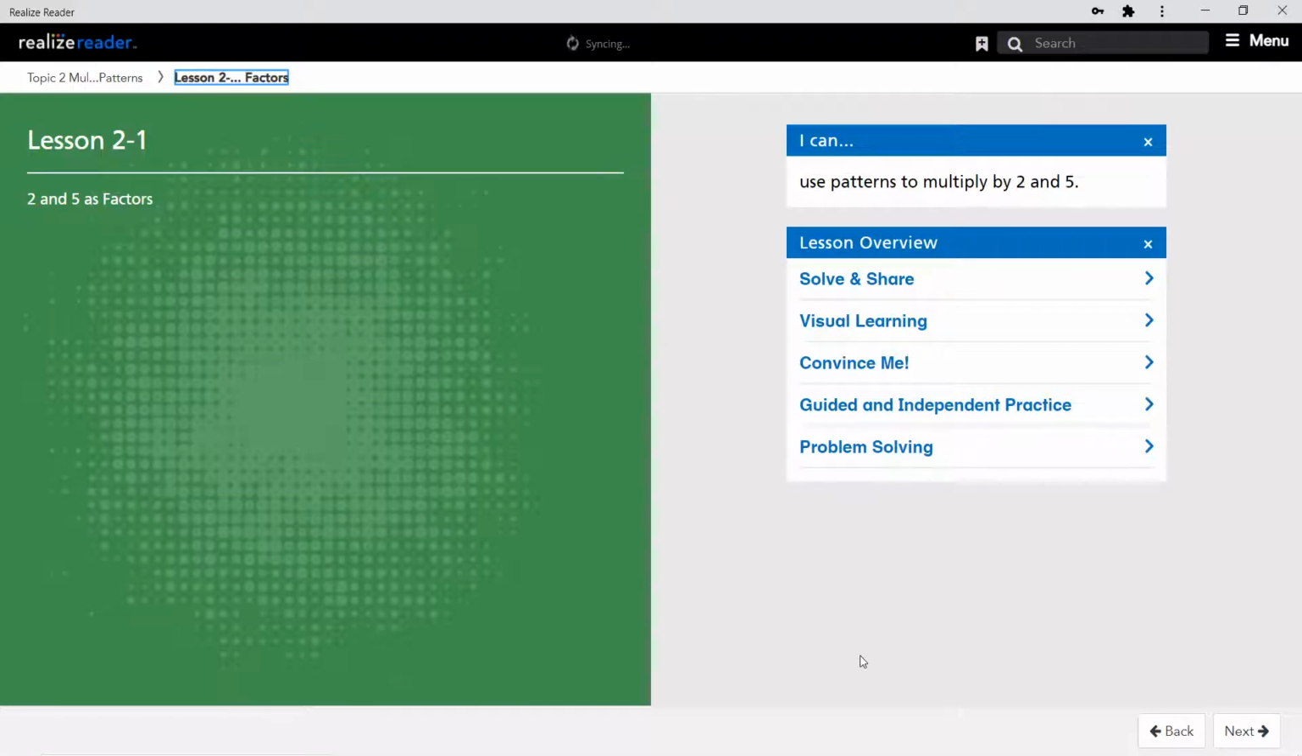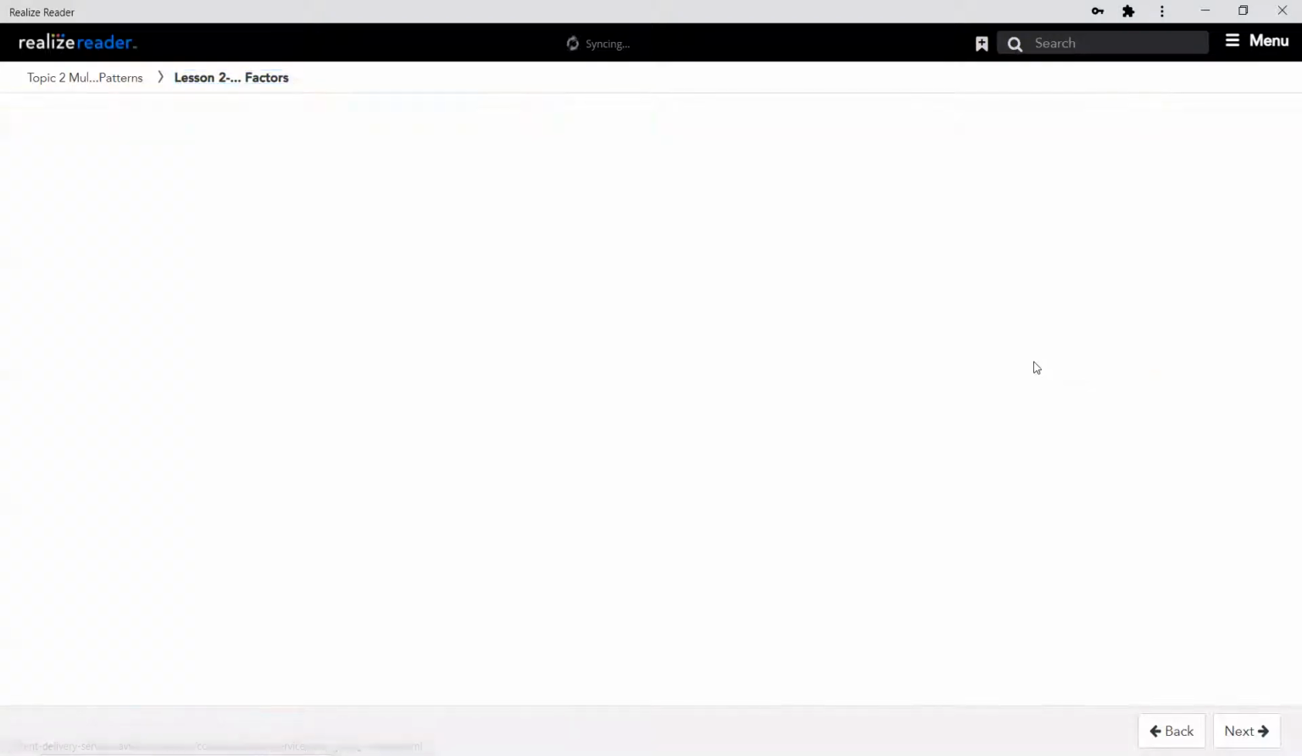Today we're going to be talking about using 2 and 5 as factors. So we're going to be looking at the multiplication facts for 2's and 5's. We're going to be skip counting through those as we do those multiplication facts. Let's take a look at our video for today.